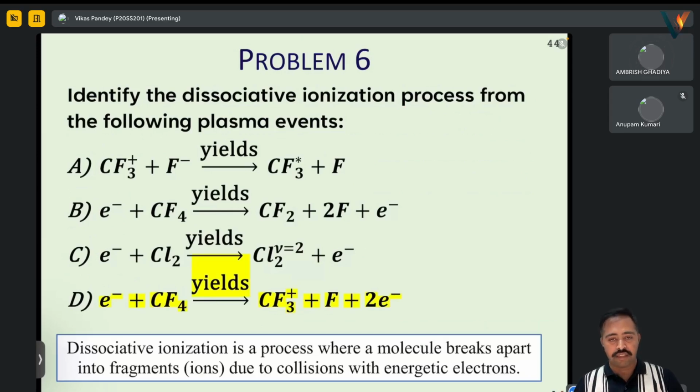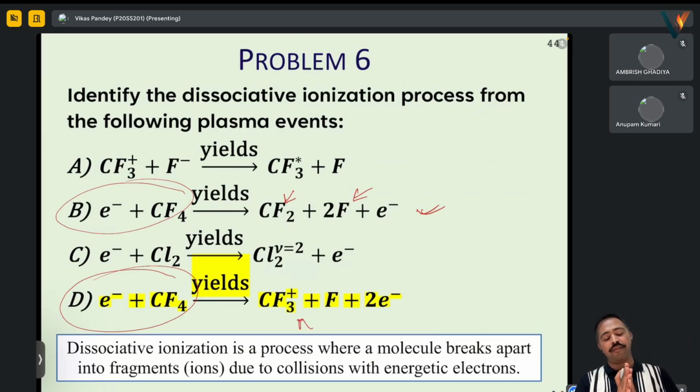This is where a molecule breaks to form an ion. B and D are the same reaction, but the output is manipulated here. It is not forming the ion in one, while the ion is forming in the other. In dissociative ionization, one electron goes in and two electrons come out, an additional secondary electron.